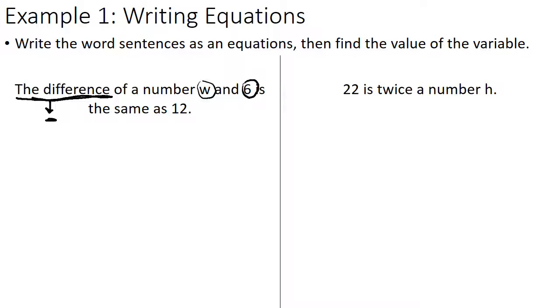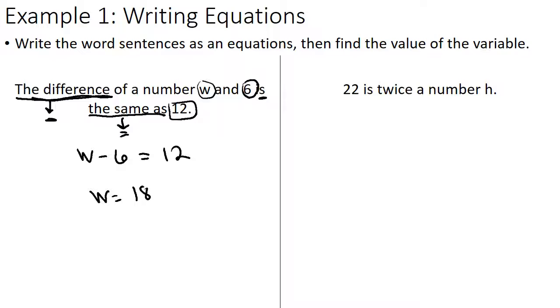So if we're looking for the difference between w and 6, we're going to take w minus 6, and that is going to be equal to 12 because it is the same as. 12 will tell us that is our equal sign, and 12 will be our other side. So w minus 6 is equal to 12, so we can ask ourselves what minus 6 is equal to 12, so w is equal to 18.